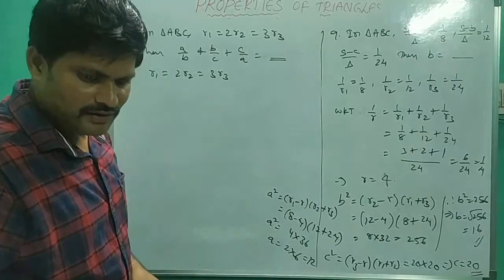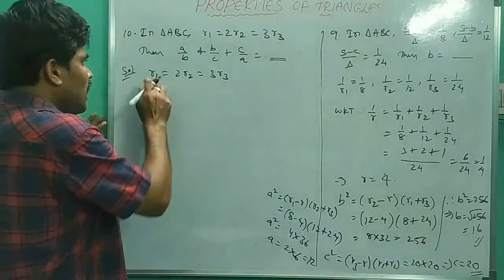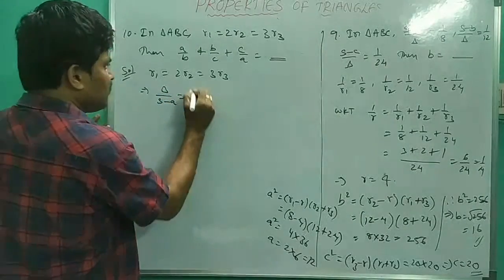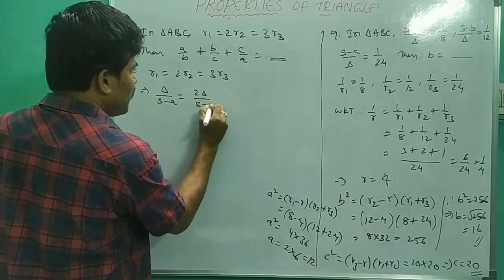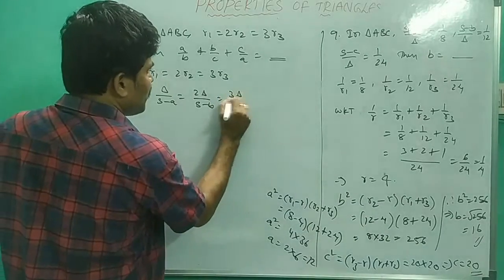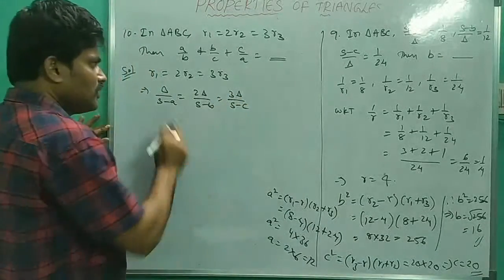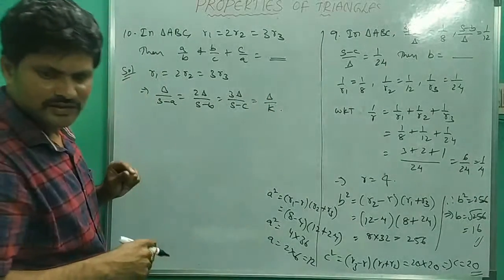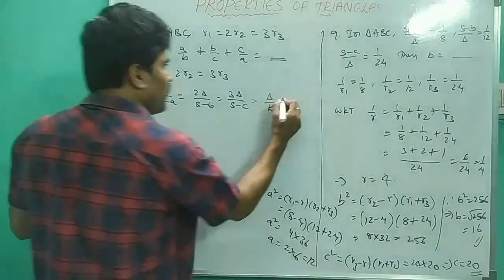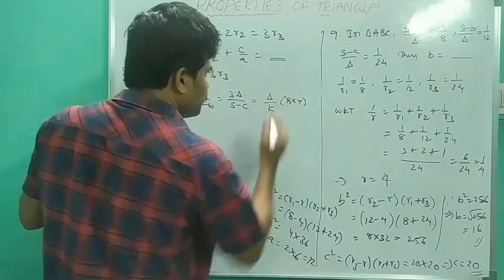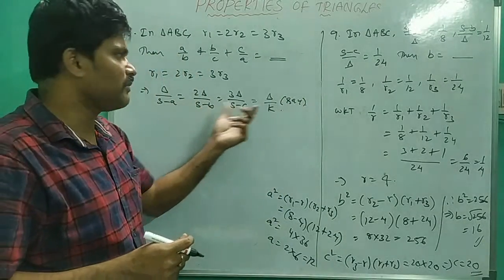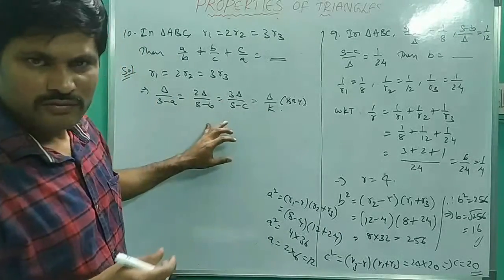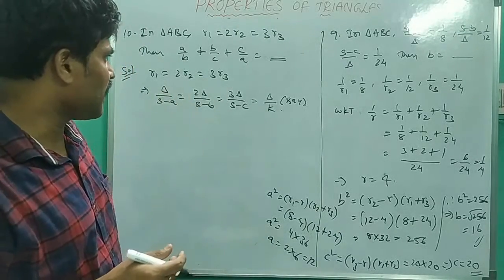Now here we write R1 means delta by s minus a, this is 2R2, delta by s minus b, this is 3R3, delta by s minus c. Now these three are equal to some delta by k. Consider these three values will be equal to some delta by k. Here, comparing the terms, delta can be cancelled.